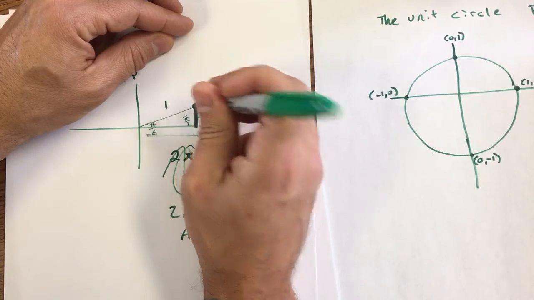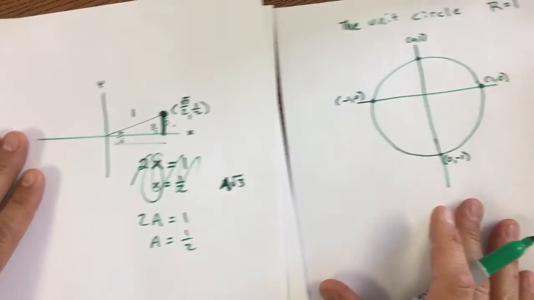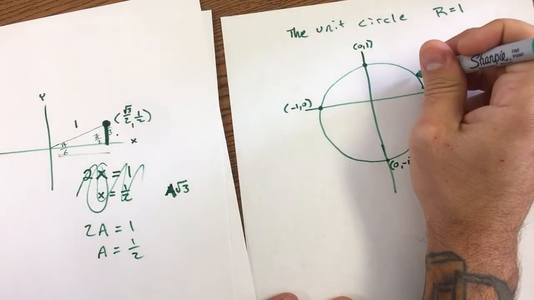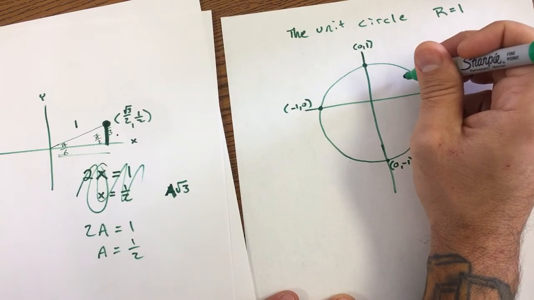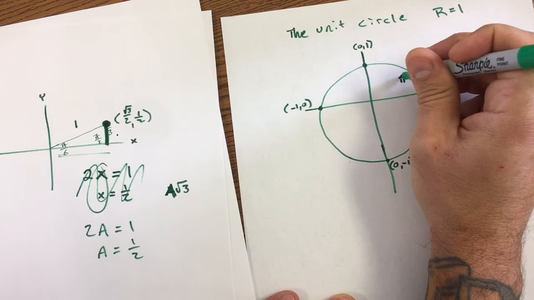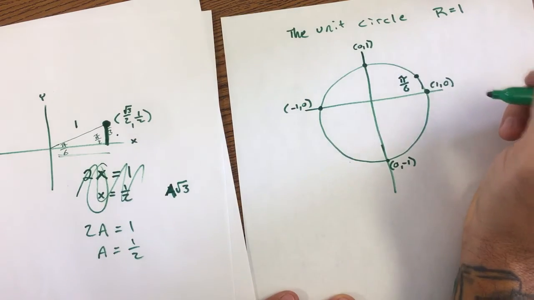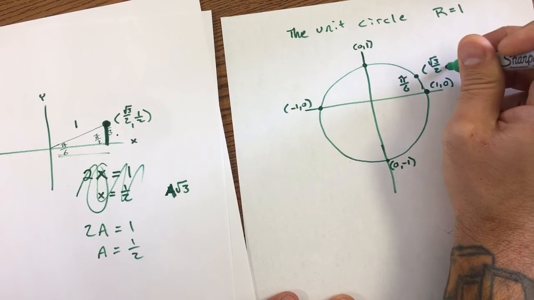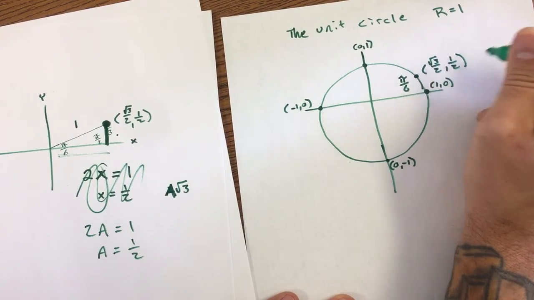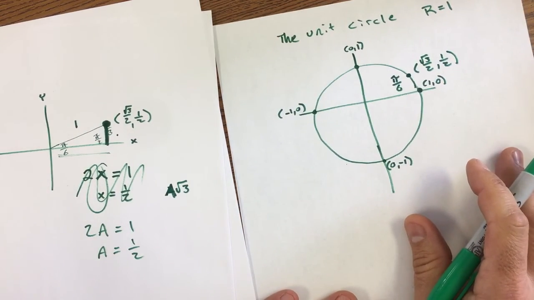We found this point right here, which on my unit circle is going to be right here. I'm going to put my angles on the inside. My angle is pi over 6, and the values are square root of 3 over 2 and 1/2. So that's the first step.